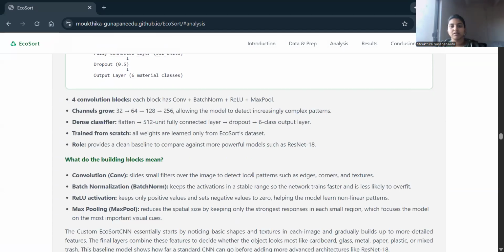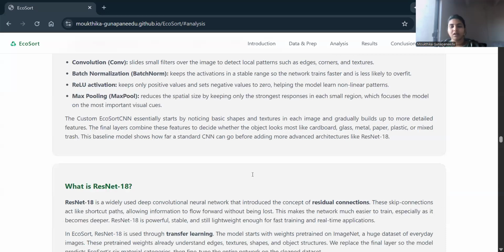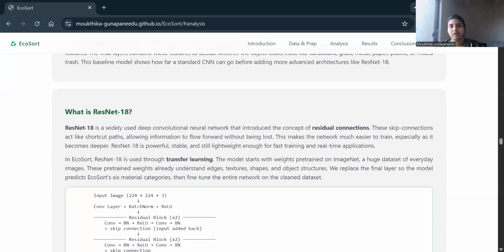And the second model is ResNet 18. ResNet 18 is a deeper CNN that introduces residual connections, so essentially shortcut connections that allow the network to pass information more easily. And this helps with training stability, and it makes it easier to train deeper networks without losing any kind of important information along the way.